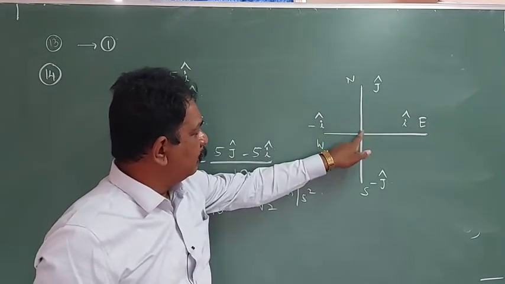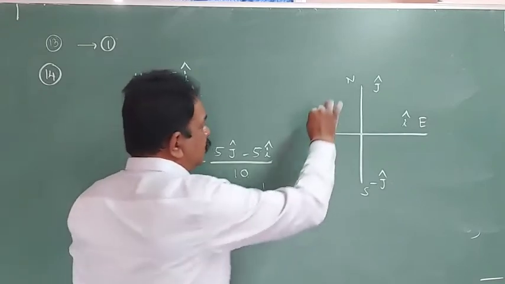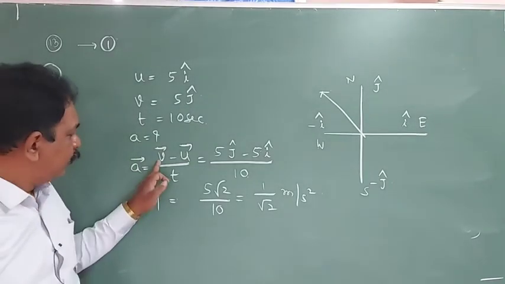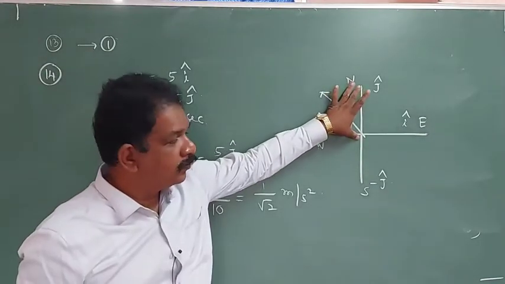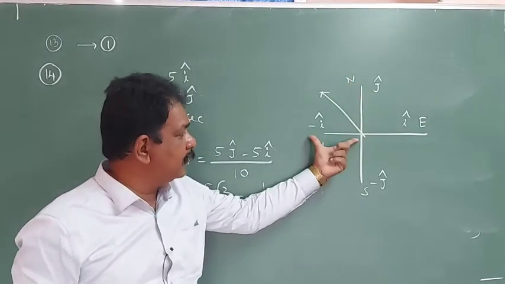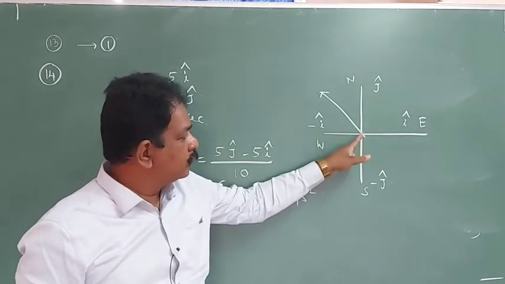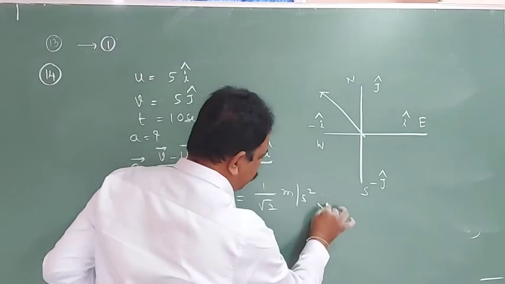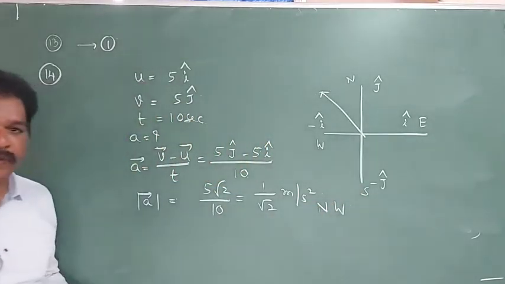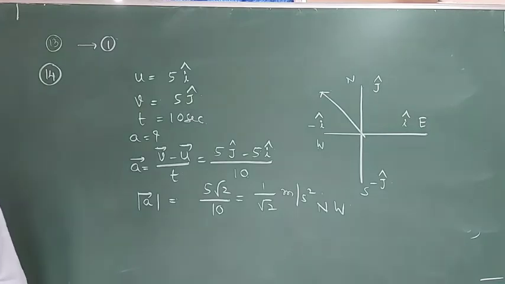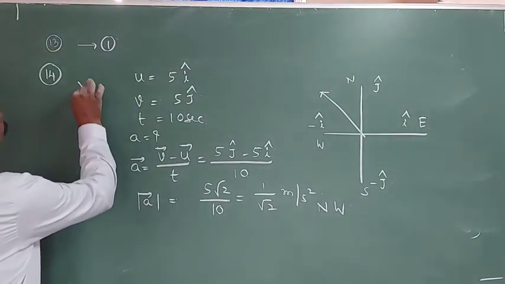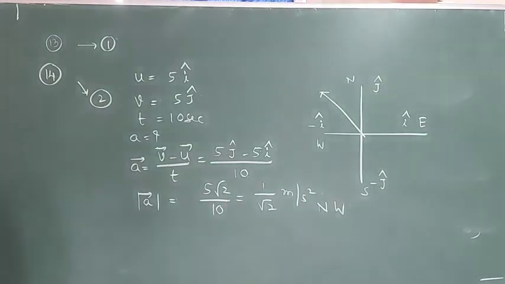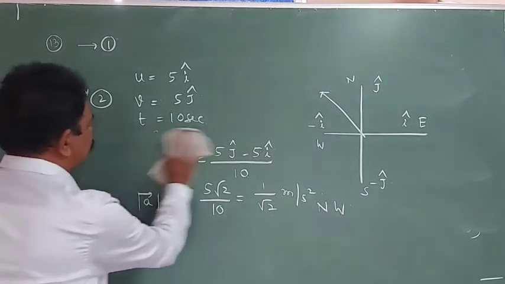And the direction of this will be v minus u. So this is v. Minus u will be in this direction. So resultant will be in this direction. Is it understood? V is this one. Minus u will be in this direction. So resultant of these two will be in this direction. So this will be north-west. So second option will be the answer for this. 14, it will be 2. Next 15, what they are mentioning.